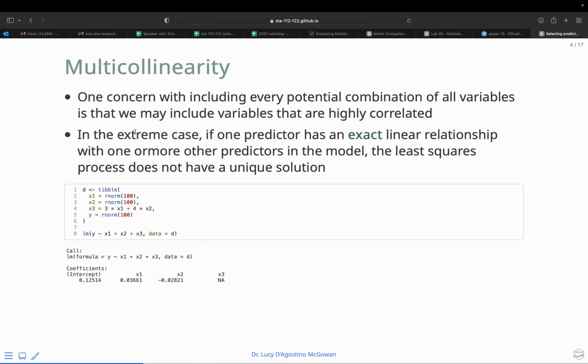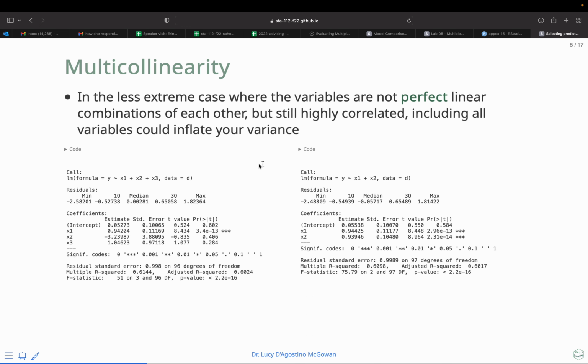So that's the extreme case, that you could end up with predictors that are exact linear combinations. In the less extreme case, you could have variables that are not perfect linear combinations but still highly correlated. The downside here is that this could impact your variance. Now, what you might note here is I was talking about prediction, but now I'm kind of moving back into the inference space because I'm talking about standard errors.